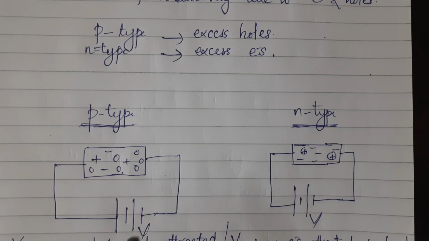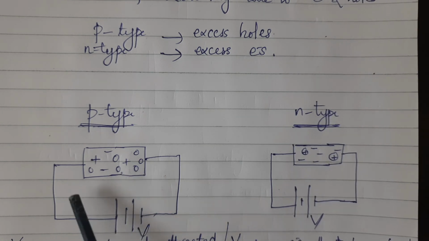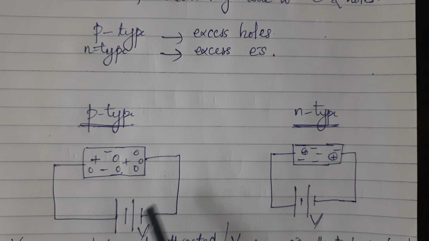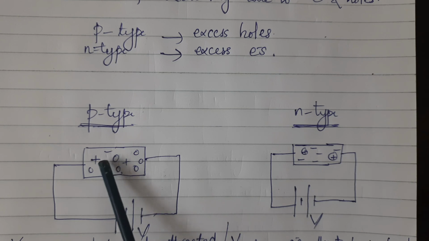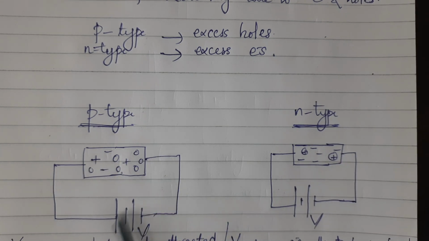And if we take the case of p-type, the majority are holes, and electrons are in minority. So we apply the voltage. Since a hole is considered like a positive thing, it will get attracted to the negative terminal, and the electrons, which are very small in number, will get attracted to the positive terminal. Since the electrons are less, the majority current will be due to the flow of holes.